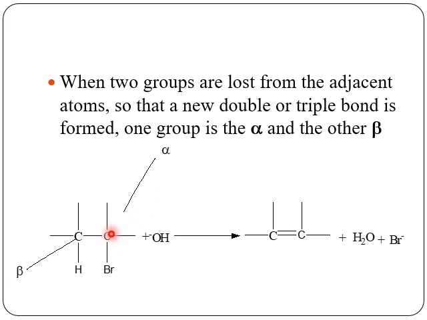So one group is called the alpha and the other is beta. Normally, the carbon having the heteroatom or the most electronegative atom, here it is bromine, is the alpha carbon, and the bromine is alpha. The other carbon adjacent to that is the beta carbon. In this case, bromine is lost from the alpha carbon and hydrogen from the beta carbon, and that's why it is called beta elimination.